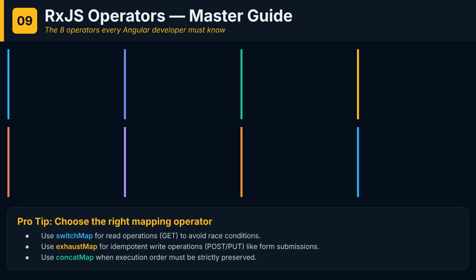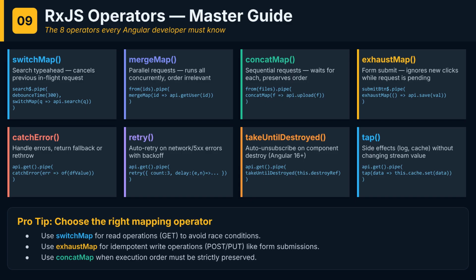This slide provides a master guide to 8 crucial RxJS operators. Pay close attention to the mapping operators. Use switchMap for read operations to cancel in-flight requests, exhaustMap for idempotent write operations to ignore subsequent clicks, and concatMap when request order must be strictly preserved.